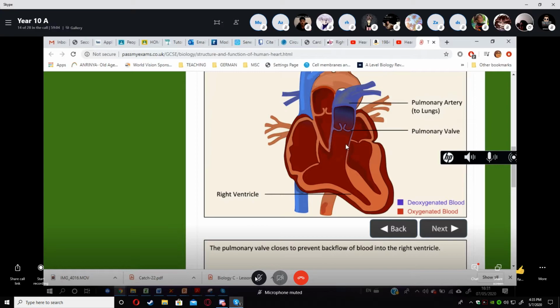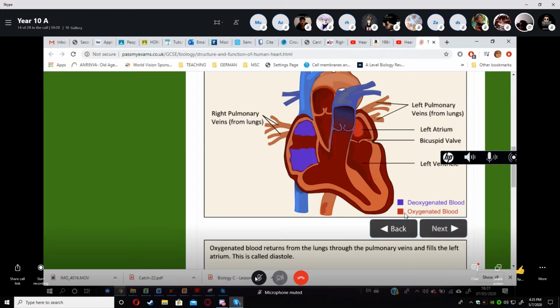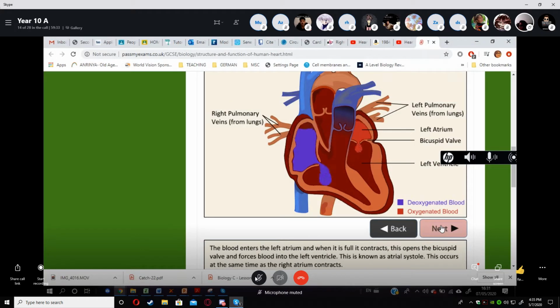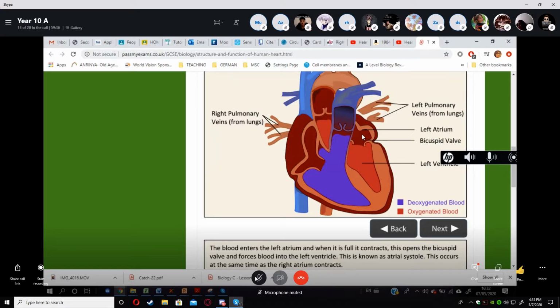The pulmonary valves close to prevent backflow of the blood into the right ventricle. In the lungs, gas exchange takes place where carbon dioxide is exhaled and oxygen is inhaled, which moves into the blood. Then this oxygenated blood returns from the lungs through the pulmonary veins and fills the left atrium. This is called diastole, okay, because the atrium was relaxing at that time.